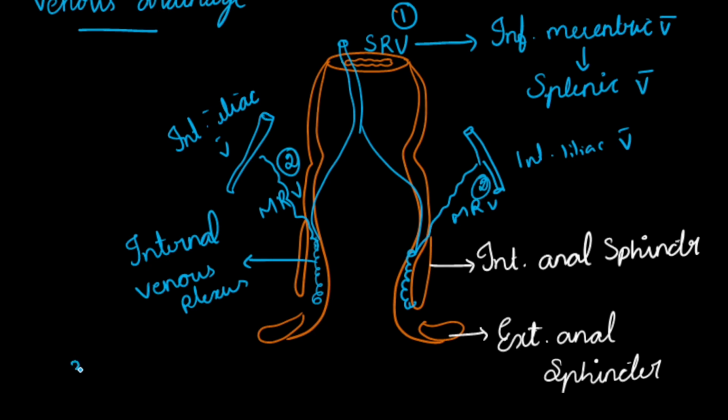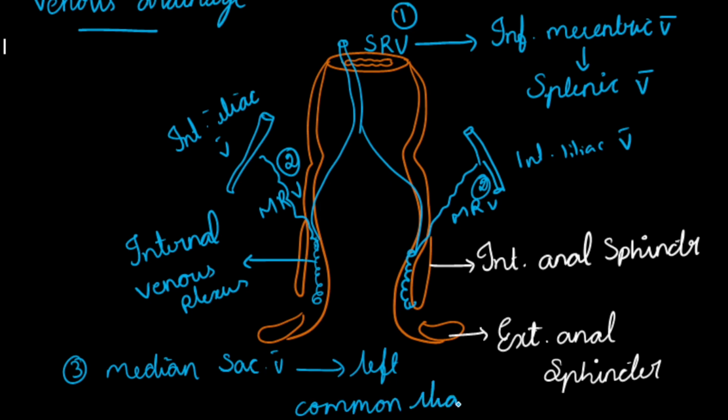Then comes the third venous drainage, that is median sacral veins, which drains directly into left common iliac vein. So this is all regarding the venous supply. Here we are having three major venous drainage.